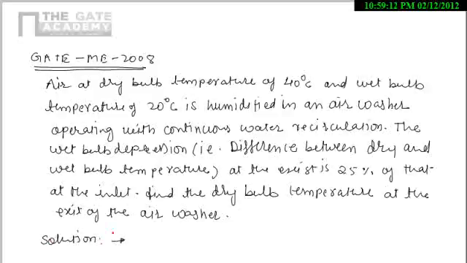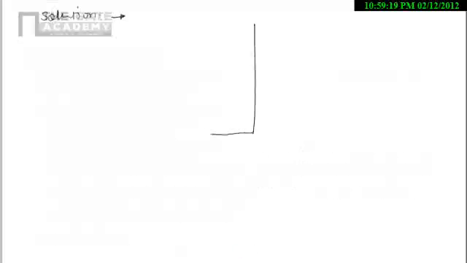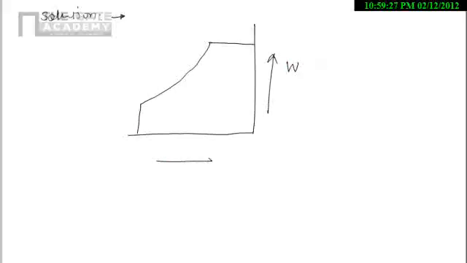So first of all, for this problem, I will draw the process on the psychrometric chart. Here I have the psychrometric chart. On this axis I have humidity, and on this axis I have dry bulb temperature. According to the problem, humidification is occurring with the help of an air washer that is operating with continuous water circulation. So this is the process where cooling and humidification both occur. So now I will draw the cooling and humidification process, that is from 1 to 2.